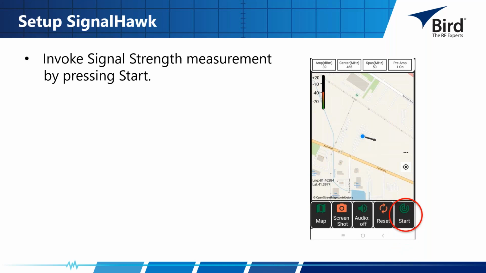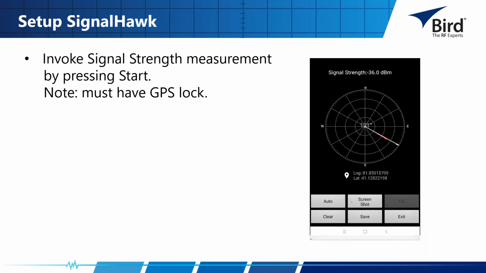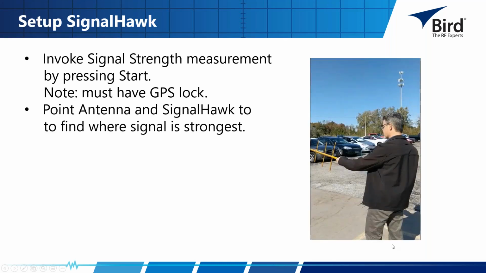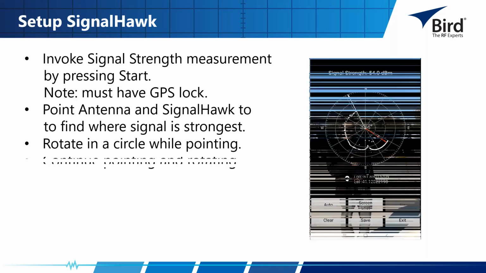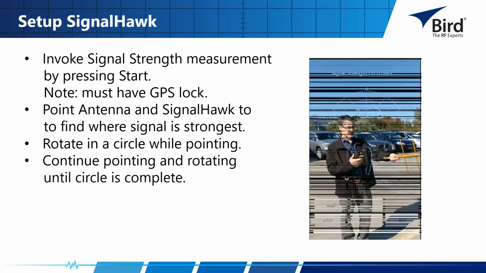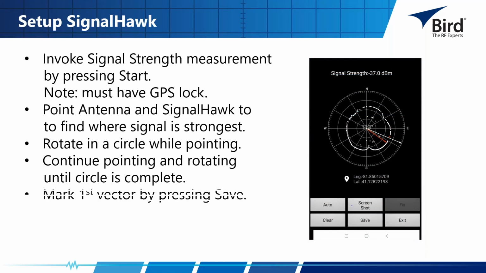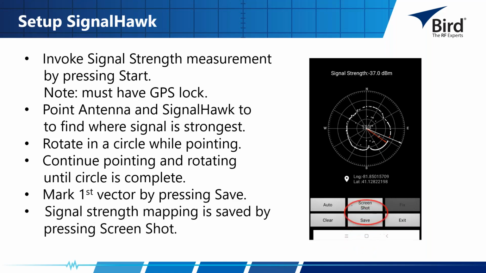Invoke the signal strength measurement by pressing start. Keep in mind, you must have the GPS lock. And you can see that it's locked because the numbers are up here at the bottom. So point the antenna and the SignalHawk to find where the signal is strongest. Rotate in a circle while pointing. Continue pointing and rotating until the circle is complete. Mark your first vector by pressing save. And then you can also capture a screenshot by pressing the screenshot button.